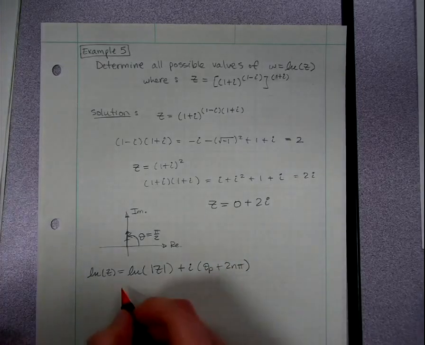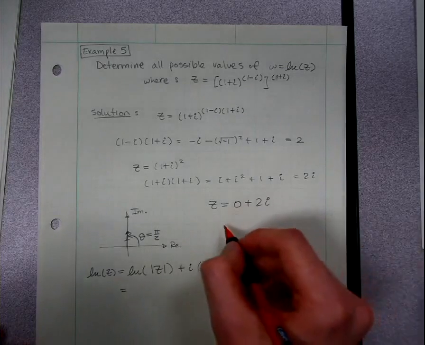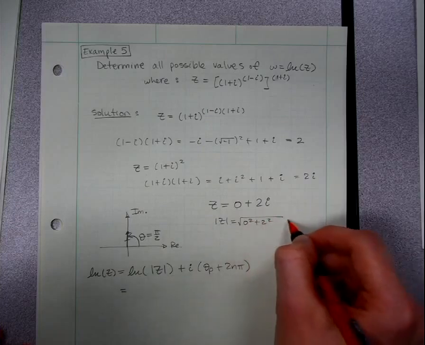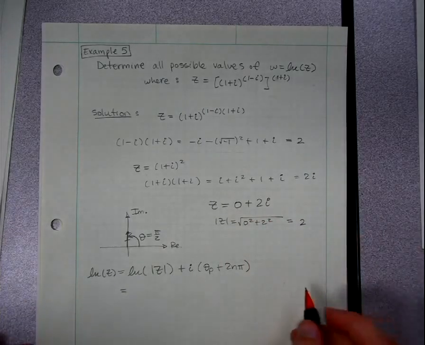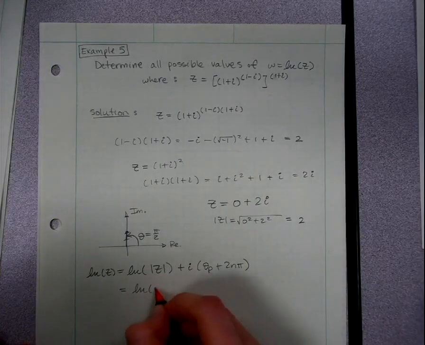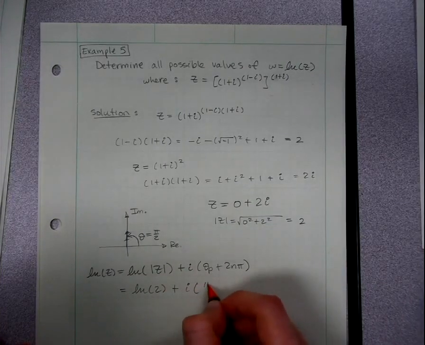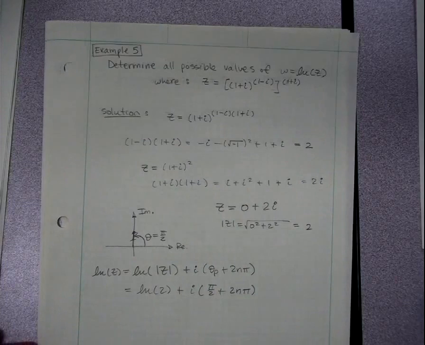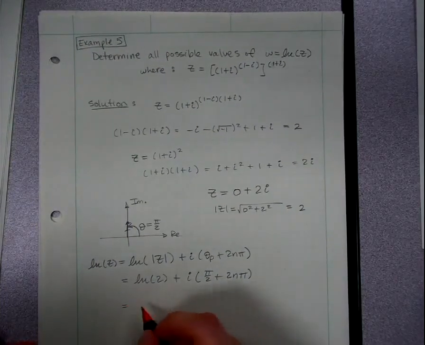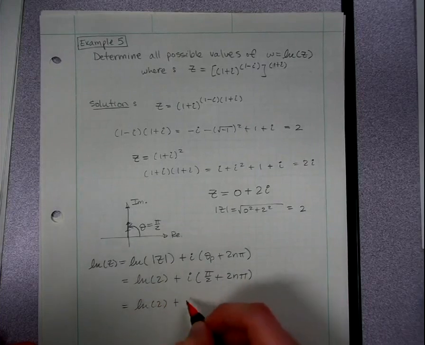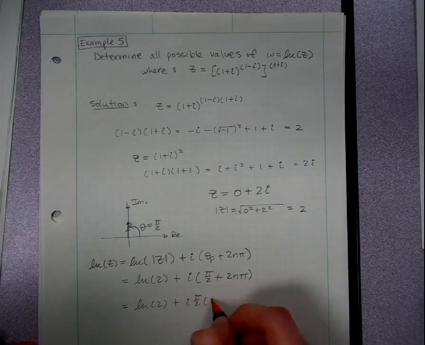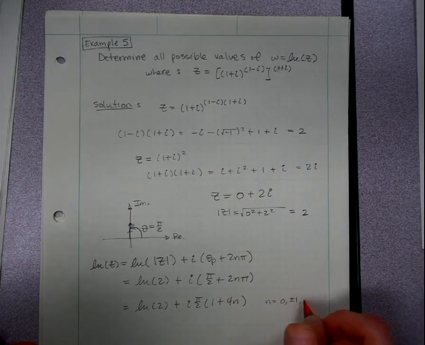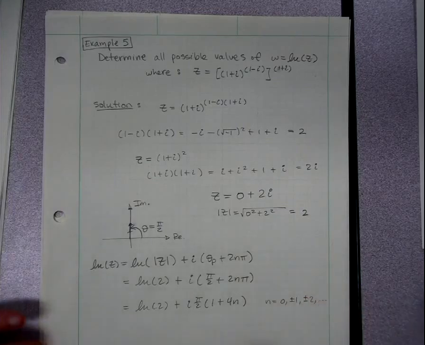And the modulus of z equals 2. So we get ln of 2 plus i times pi over 2 plus 2 n pi. And what she does is she simplifies it further and just writes ln of 2 plus i pi over 2 times 1 plus 4n. That's our answer.